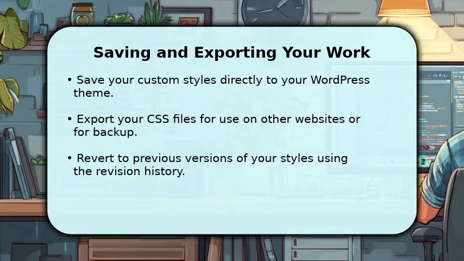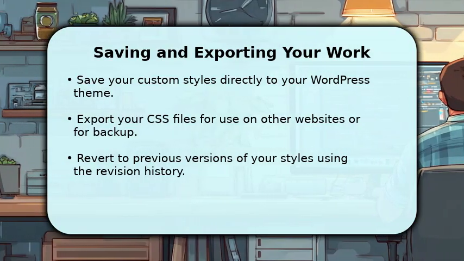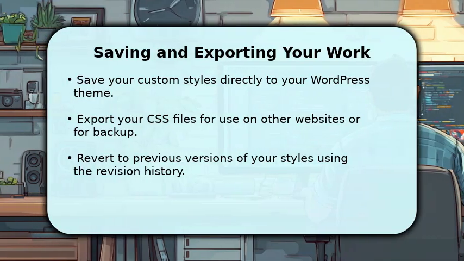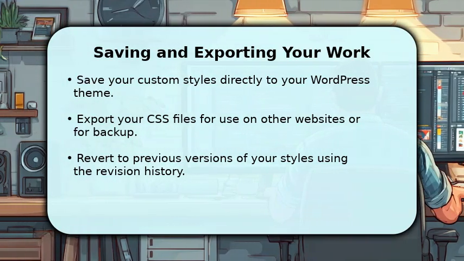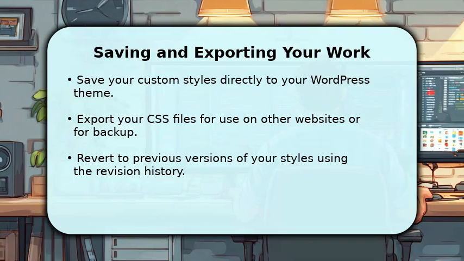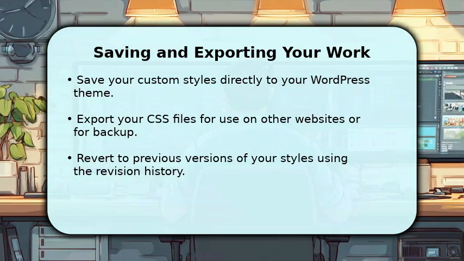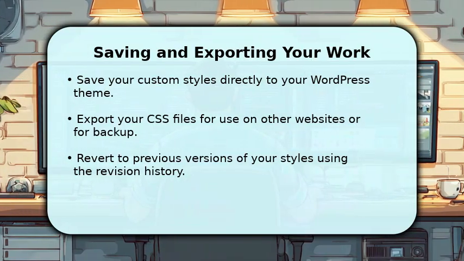After perfecting your design, saving your work is simple. Click the Save button, and your custom styles will be applied directly to your WordPress theme, ensuring they persist across updates. For backup or migration, you can export your CSS files with just one click.